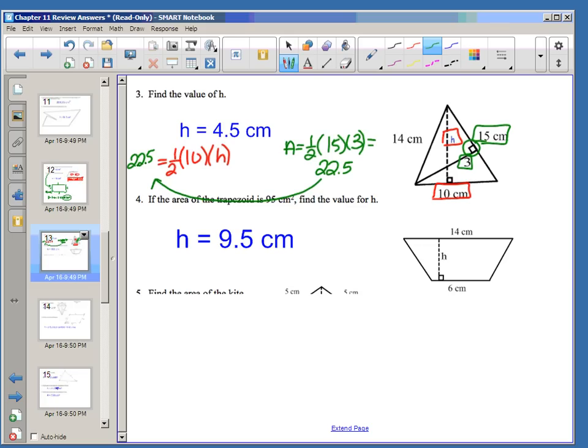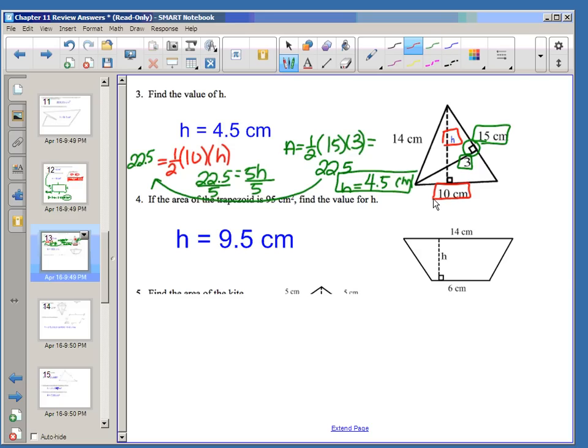Half of 10 is 5, so I end up with 22.5 equals 5h. I'm going to divide by 5. My final height is 4.5 centimeters. And you can always check: 1/2 times 4.5 times 10 gives me the same area that I got before, so I must have done something right.